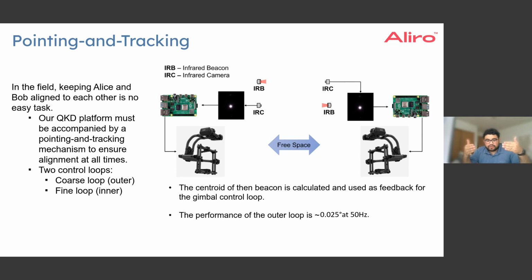And they are continually trying to look at each other using this system. We use a PID control loop to do this, and we're able to get a resolution of 0.025 degrees, and we do this at 50 hertz. We do these corrections at 50 hertz.